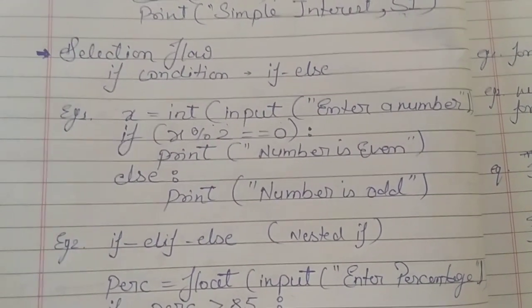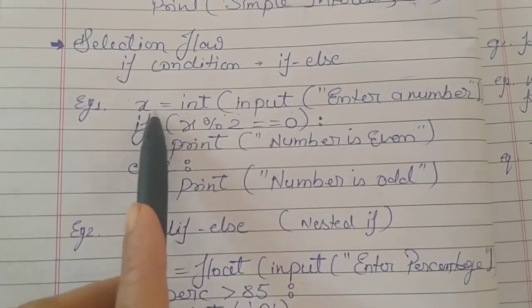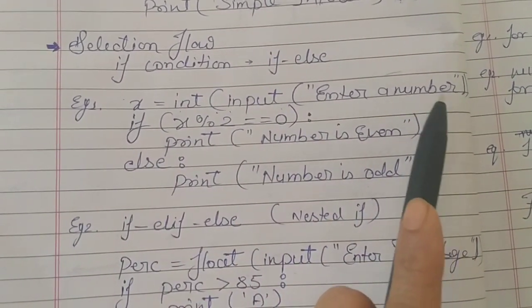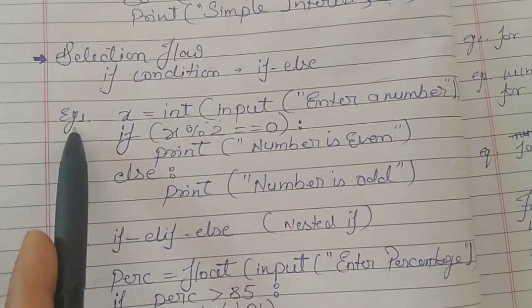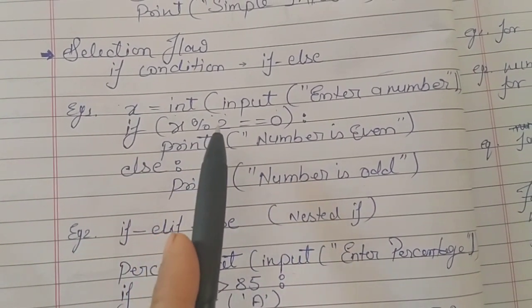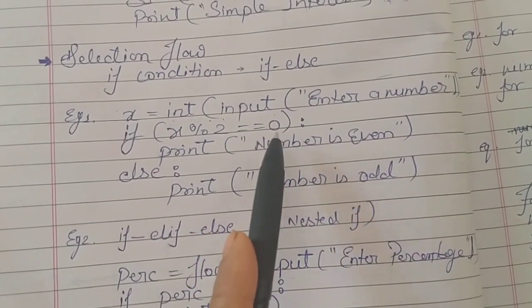In this example, first we have taken a variable, that is x, equal to int, input, enter a number. So now the user is supposed to enter one number. Now we are checking that number. If the number modulus 2 is equal to 0.